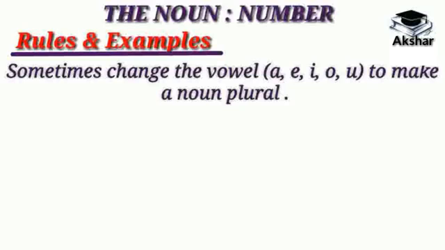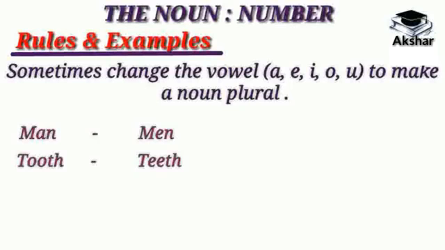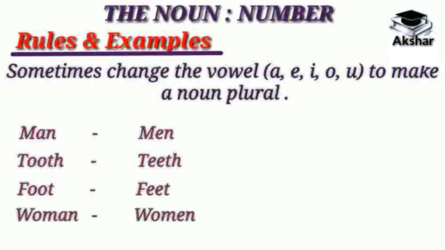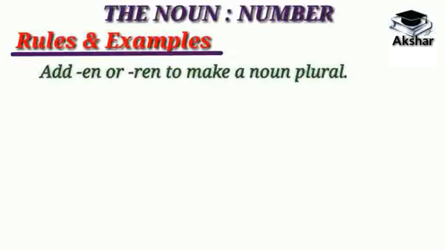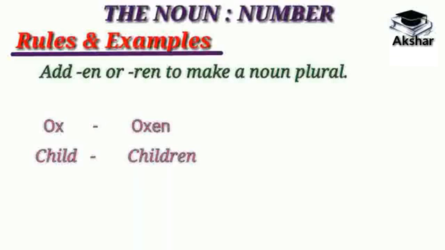Sometimes we change the vowel a, e, i, o, u to make a noun plural. How are we going to see? Man, men. Tooth, teeth. Look at the middle letter. That is a vowel. That's why we are changing the vowel into another one to make them plural. Look at the next rule. Add en or ren to make a noun plural. So sometimes we use en or ren to make a noun plural.